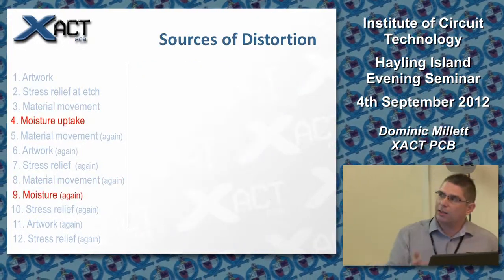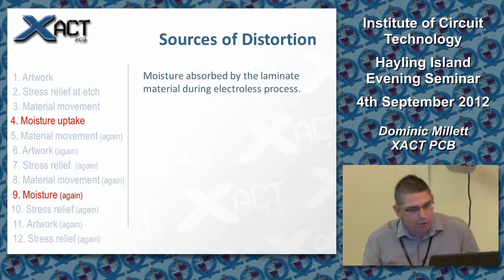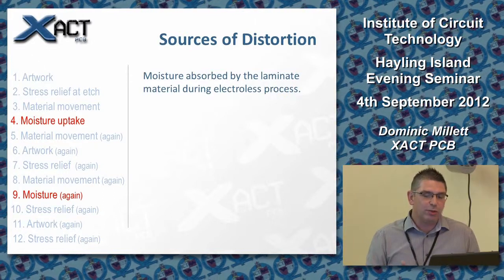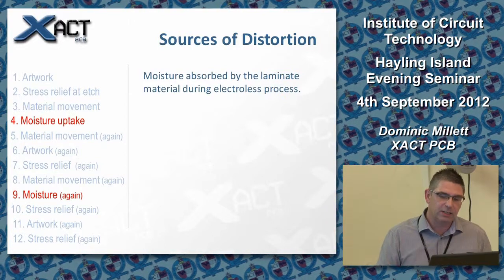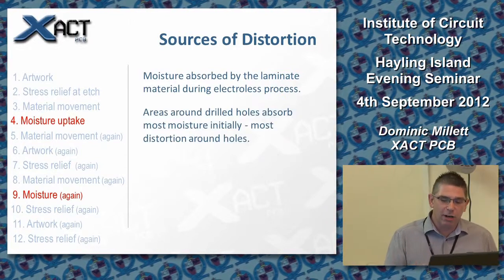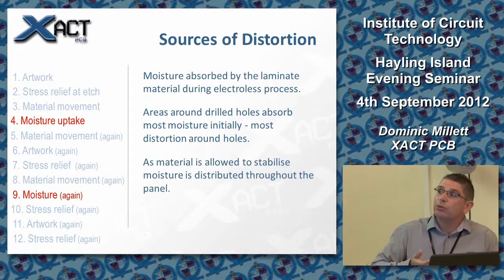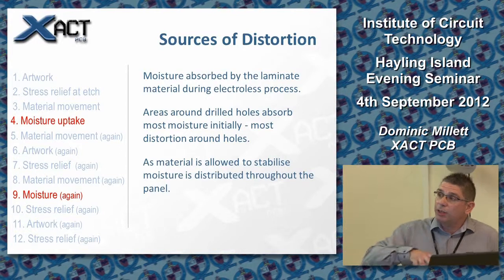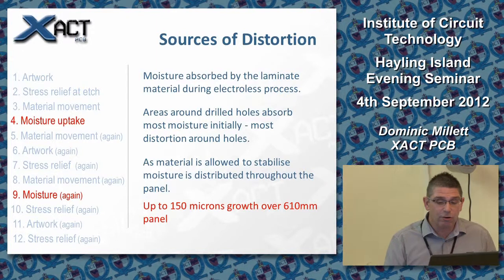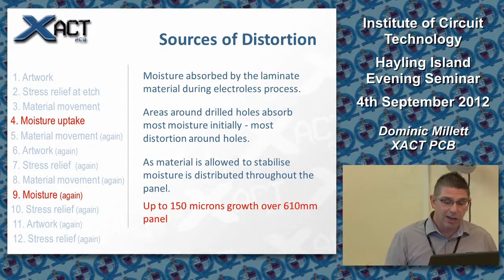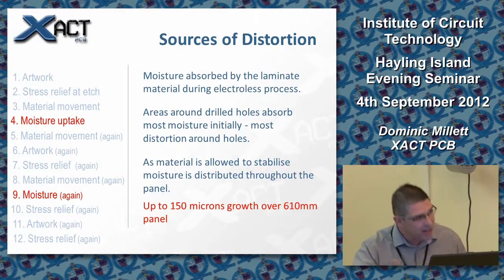The moisture uptake, the effects of the moisture uptake after a drill operation. When you drill panels, you put them through a chemical plating process. Typically, moisture is absorbed by the laminates during the electrolysis process. Areas around the drill holes absorb more moisture initially, and then as the materials are allowed to settle in production, that moisture is distributed throughout the panel, leading to up to 150 microns growth on a 24-inch panel. And again, you may have several plating operations, so that's happening again and again and again.